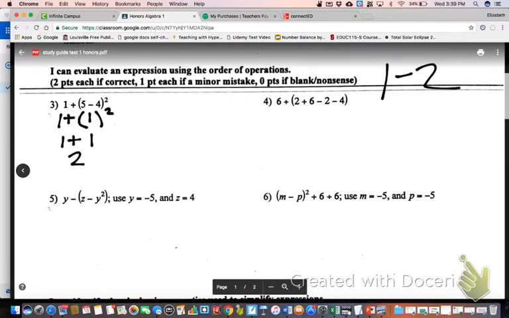Here at number 4, I'm going to look inside of these parentheses first, and I see that I've got several operations, and I've got adding and 2 different sets of subtracting. Remember, adding and subtracting is a set. You just do whichever one comes first from left to right. So I'm going to do the 2 plus 6 and get 8. Then I'm going to subtract the 2 and get 6. Then I'm going to subtract the 4 in there, and I'm going to get 2. So that takes care of everything inside of those parentheses.